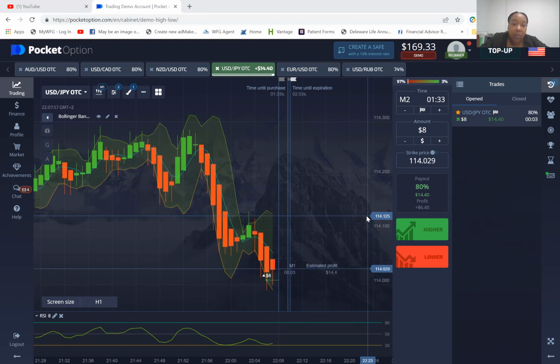Okay, so once again, I should have gotten in a little bit earlier, but the candlesticks closed outside of the Bollinger Band on top. The RSI is also pointing down, so it's out of the overbought position. I went in for a 2-minute trade, and let's just see how it goes.